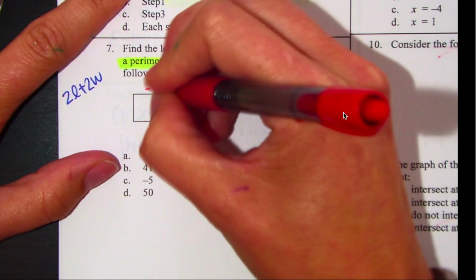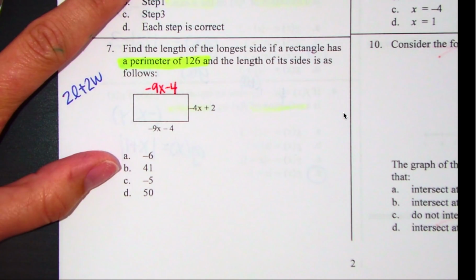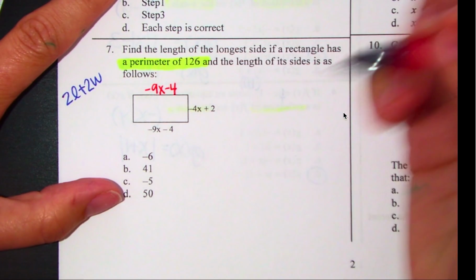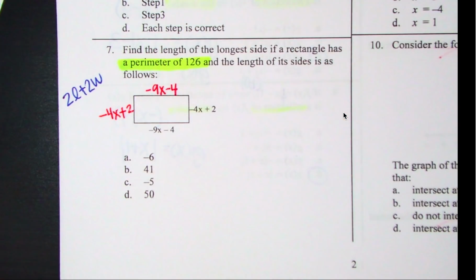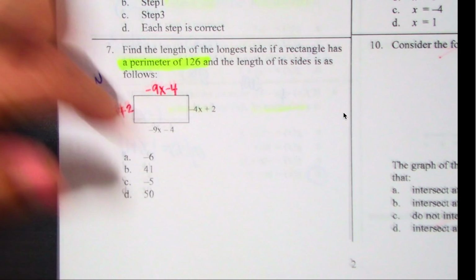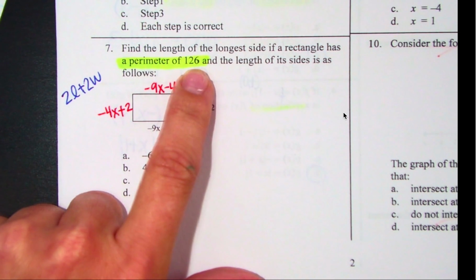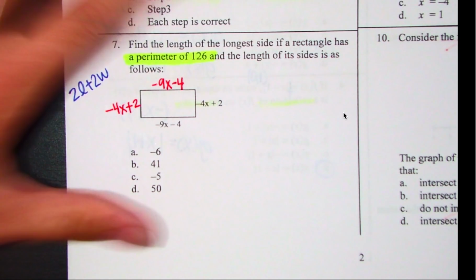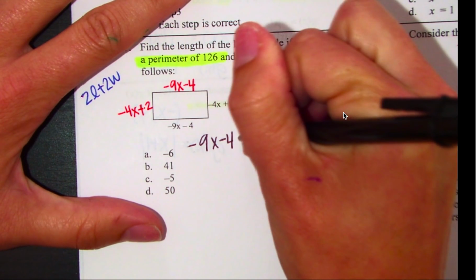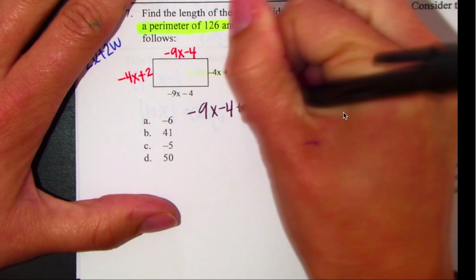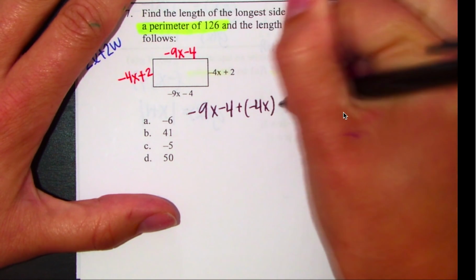So far they're giving us 2 sides, but since it's a rectangle, we need to know that opposite sides are going to be the same. So this is negative 9x minus 4, and this side's negative 4x plus 2. So what I'm going to do is I'm going to add all of these and set it equal to 126. So when I do that, it will look like this. I'm just going to add all the sides.